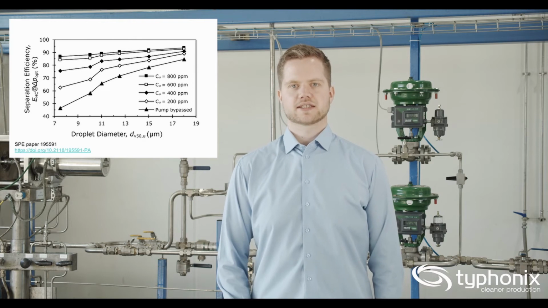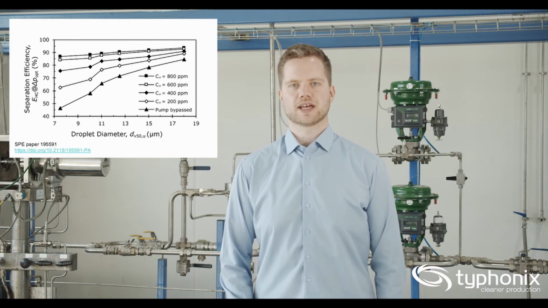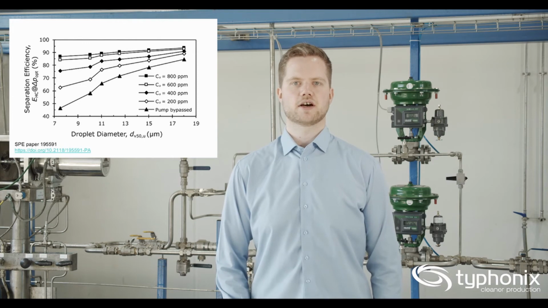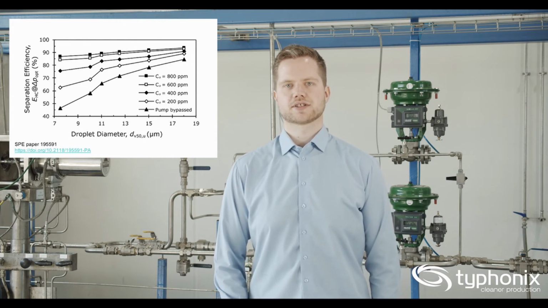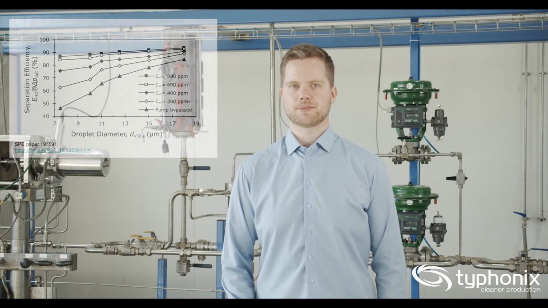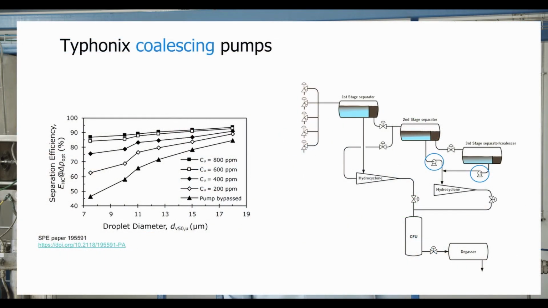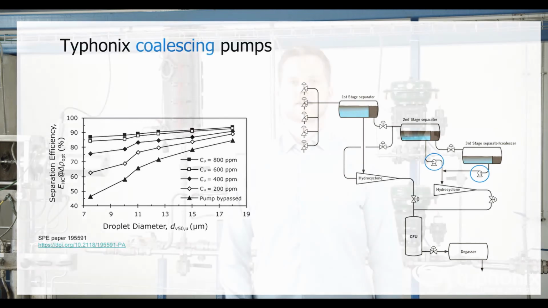So what you see is that with increasing oil concentration, we get a better separation efficiency of the hydrocyclone. This is because we have a higher coalescence rate in the pump, resulting in larger droplets downstream of the pump and entering the hydrocyclone. You also see an increased separation efficiency with increased inlet droplet size. That is because the size is already big, and the coalescing pump further increases it so that you have even more of the larger droplets, and even more droplets are separated in the hydrocyclone.